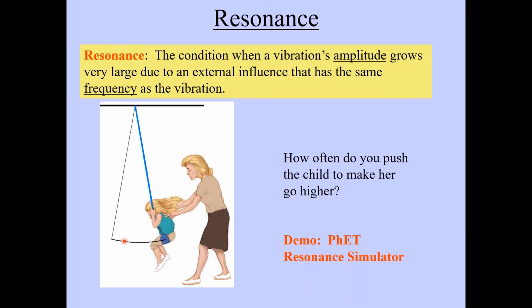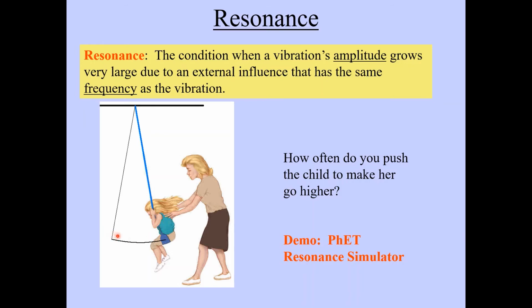So remember, the pendulum has a frequency which is determined by this length here. So this swing wants to swing back and forth at a certain frequency. So how does the mom here push the child to make it swing faster and higher? Well, she pushes at the exact same frequency as the swing.